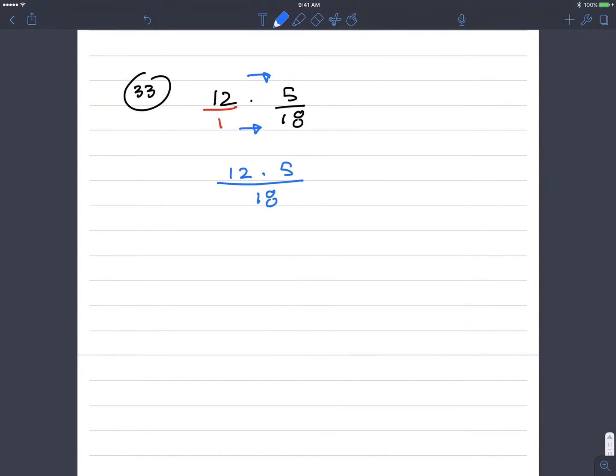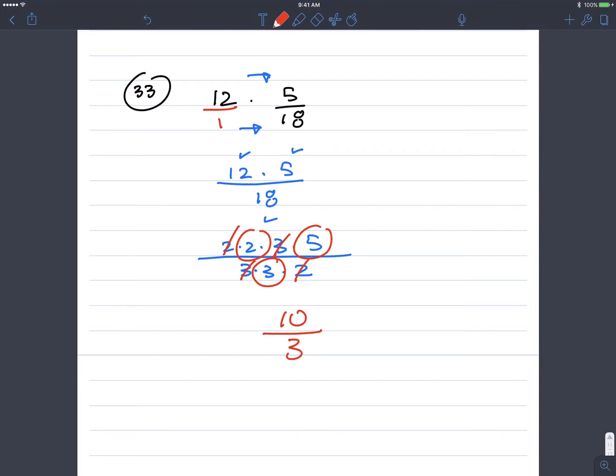I'm going to break this down. 12 is written as 2 times 2 times 3, and don't forget your 5 is here. 18 is 3 times 3 times 2. So break down the 12, 5 is prime, break down the 18, and now use your cancellation property to simplify your result. A 2 on top, 2 on bottom cancels. A 3 on bottom, 3 on top cancels. We're left with a 3, a 5, and a 2. 2 times 5 is 10, and that 3 is alone on the bottom. Final answer here is 10/3.